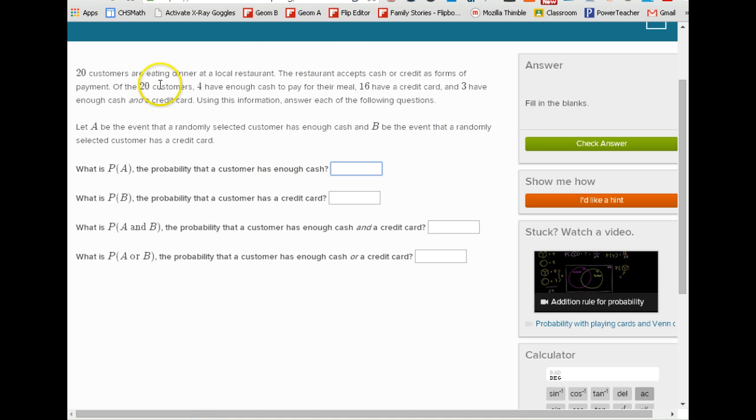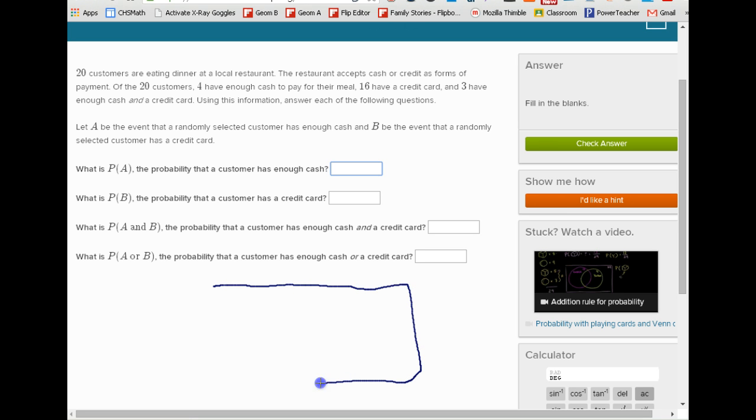Okay, so you have 20 customers eating dinner at a local restaurant. The restaurant accepts cash or credit as forms of payment. Of the 20 customers, 4 have enough cash to pay their meal, 16 have a credit card, and 3 have enough cash and a credit card. So let's draw this, okay? Let's draw it out. Here's our space, right?